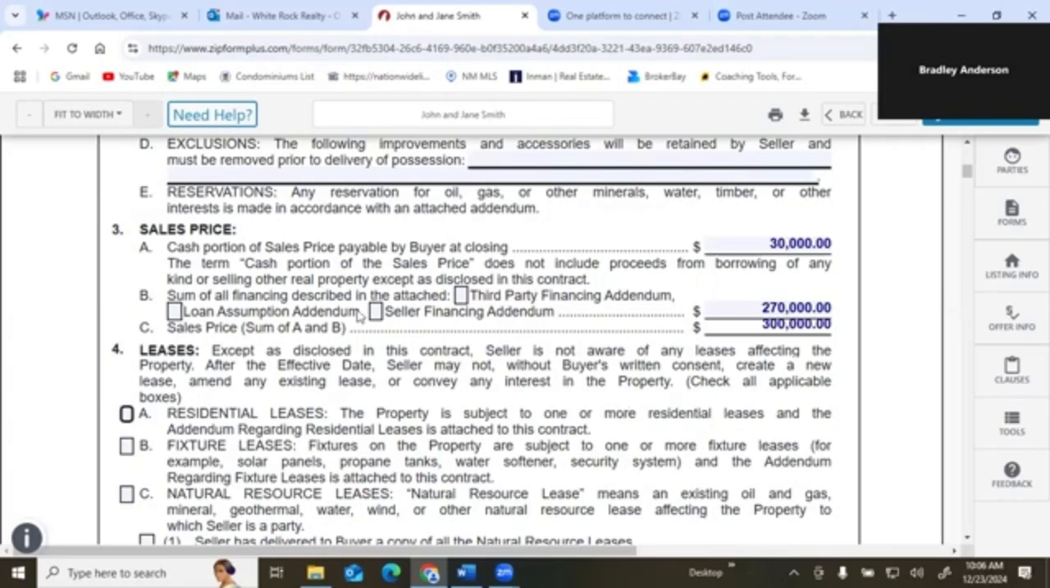And in paragraph 3B is where you notate how they are going to pay for it. Is it going to be a loan? Is it going to be an assumption of a loan, or is it going to go through seller financing? So 99% of the time, it's going to be a third-party financing addendum, right? They're going to get a loan from a bank, so that is the amount that you're going to finance. Now, I'm not going to review the third-party financing addendum today, but I have another video where I do review this. So all of these numbers have to match what you input into the third-party financing addendum.